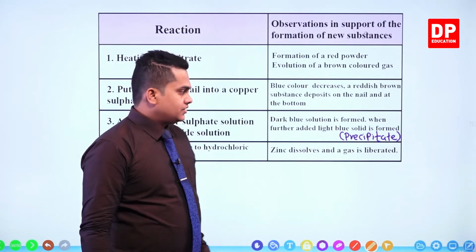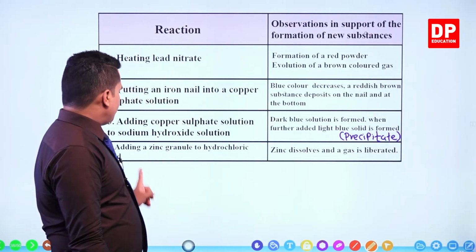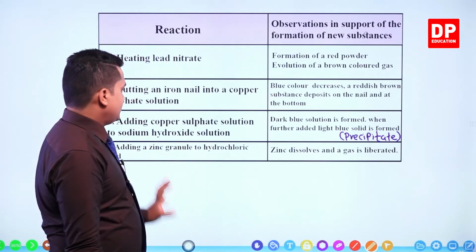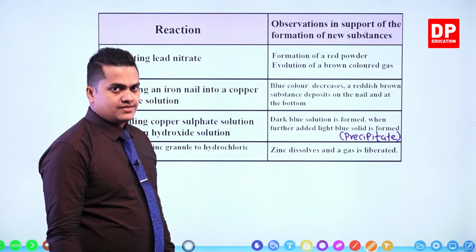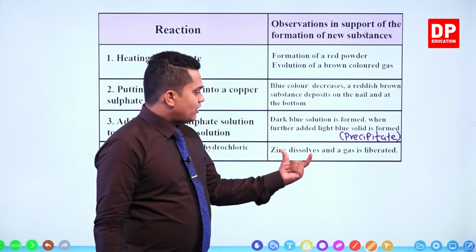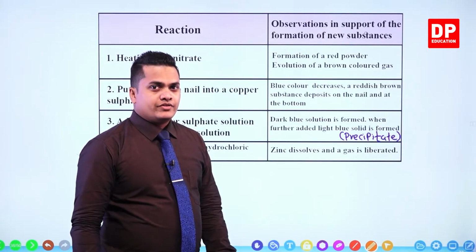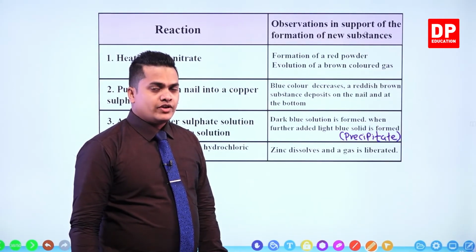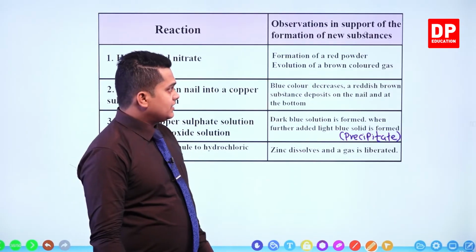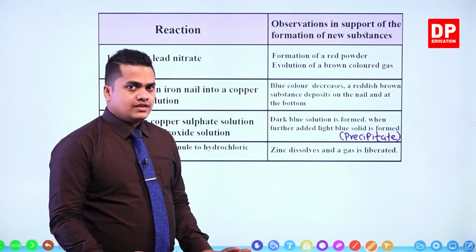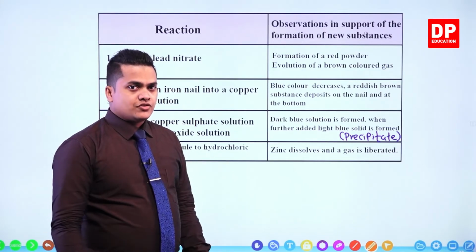Precipitate. Then the final one: when you add zinc granules, meaning zinc pieces, to hydrochloric acid, zinc dissolves and a gas is liberated. Zinc is going to dissolve within the system and a gas is going to liberate. So these are the 4 types of activities that we discussed under the chemical changes.